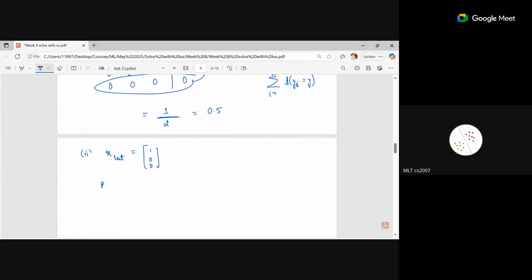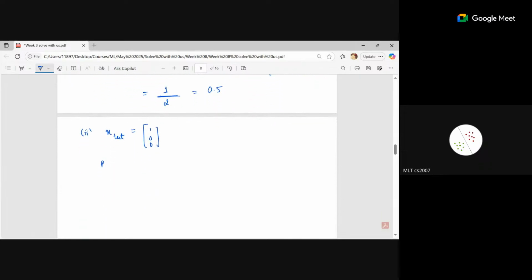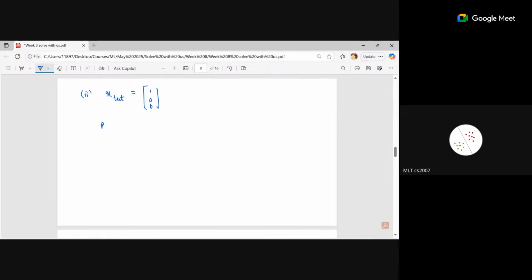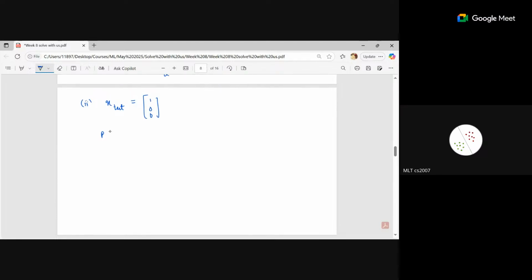Okay. Now, for the second part, we have to find the probability of y equal to 1 given x test, which is 100 transpose, and we need to find the probability of y equal to 0 given x test equal to 100.